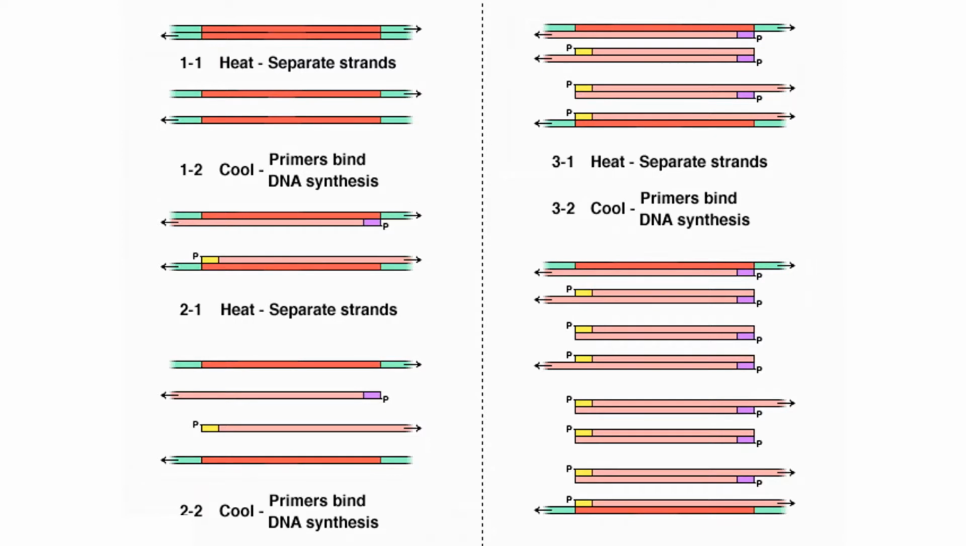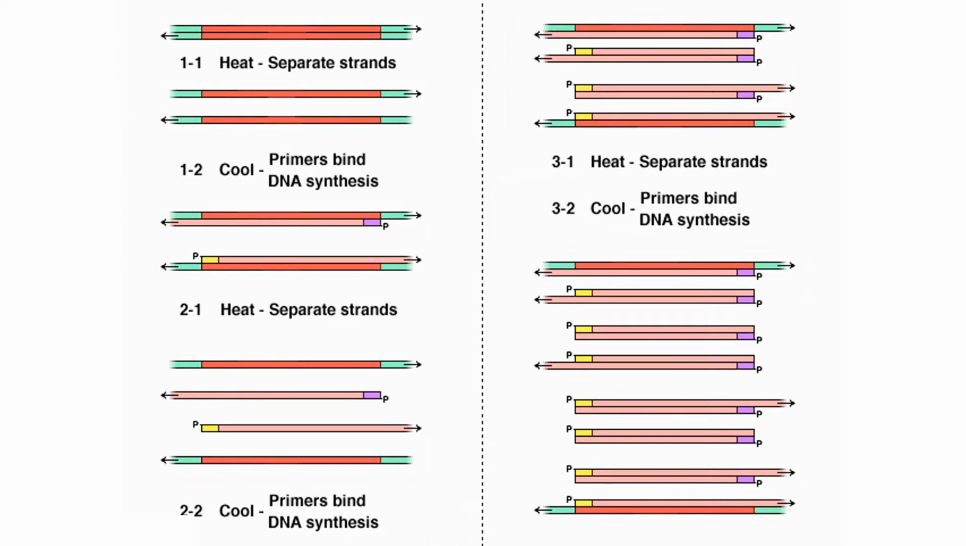So this slide depicts PCR products, 3 rounds of PCR products. So in round 1, we have 2 strands. We have the DNA template, and they are separated into 2 strands when that mixture is heated. As that cools, our primers anneal and allow DNA synthesis to occur.